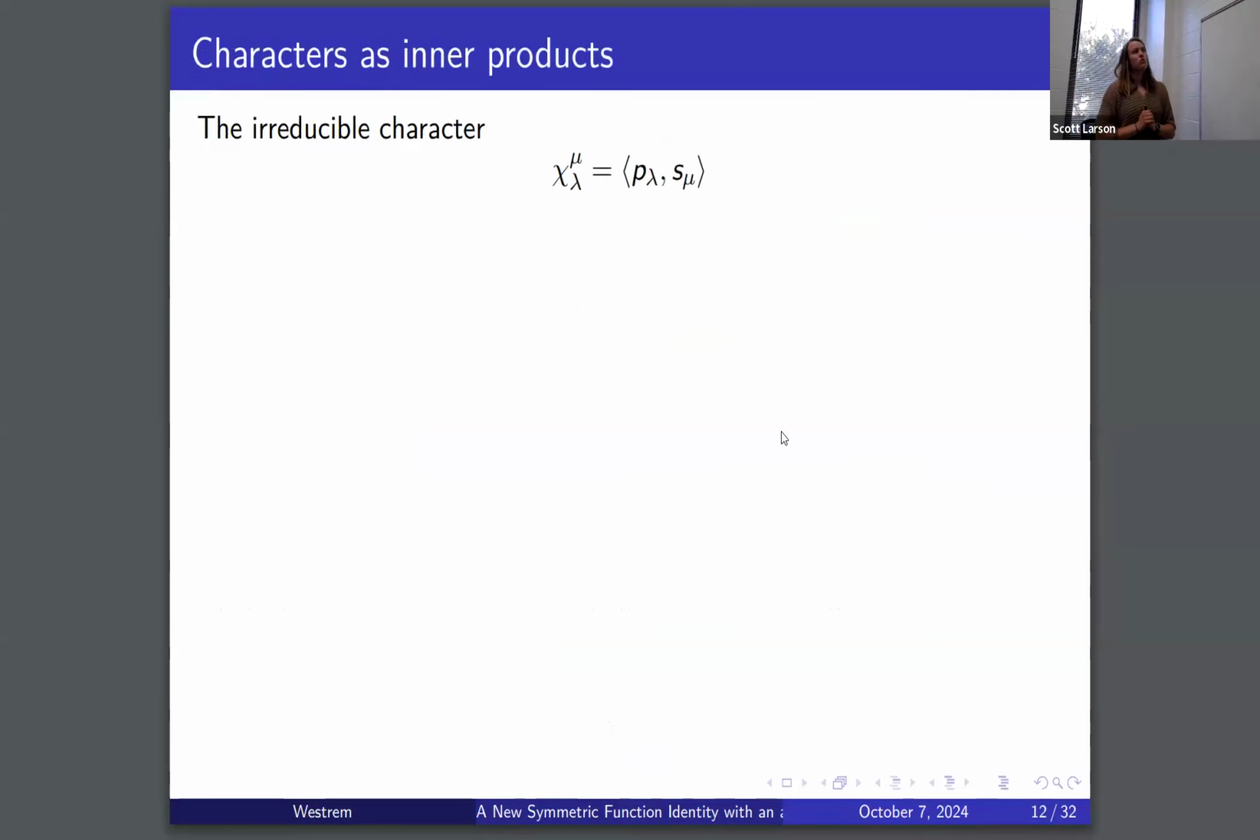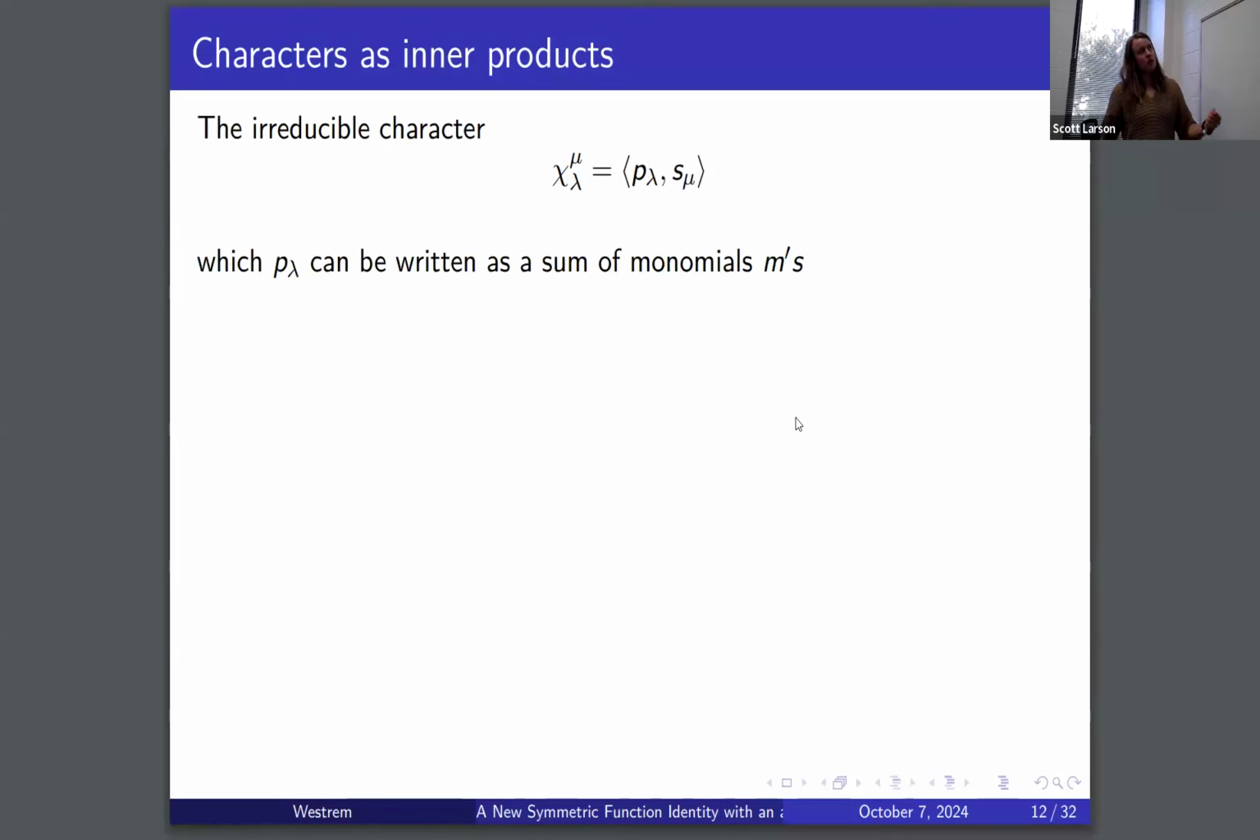Okay, so how does this relate to the character? Well, Stanley's book is one location of this statement, and you can probably find it other places as well. It says that the character of mu sub lambda is the inner product of p sub lambda with the Schur polynomial s mu. When looking at this, our goal is to calculate this by turning this p sub lambda into s's if possible. So let's do that.